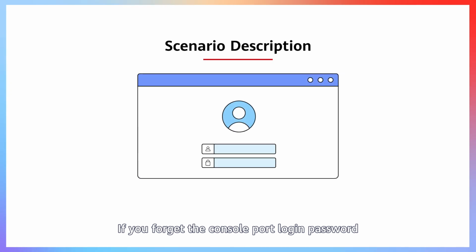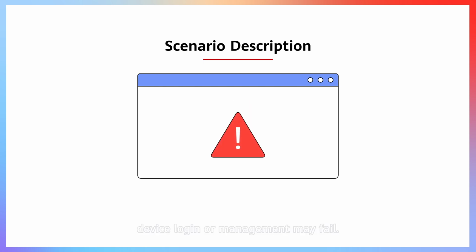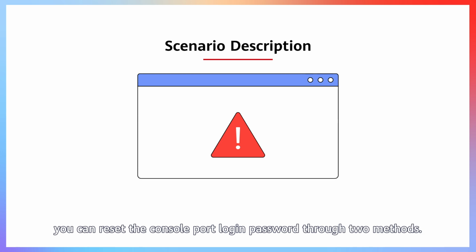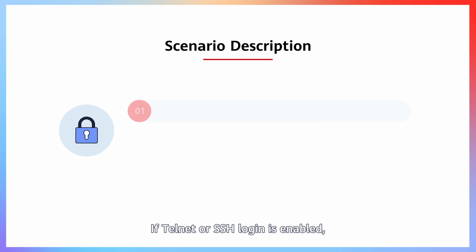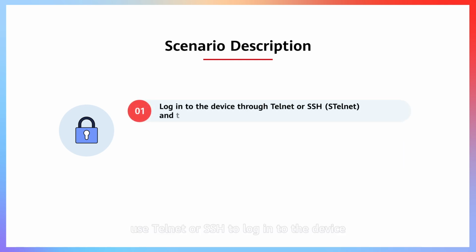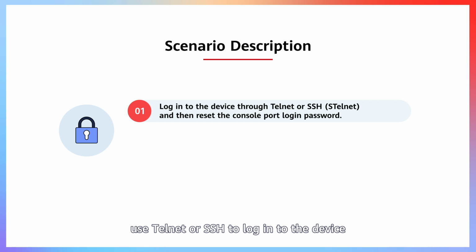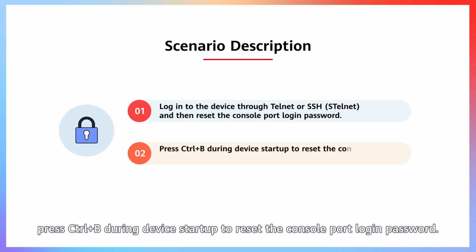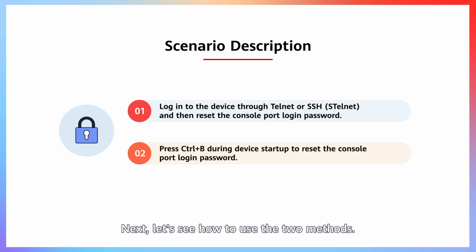If you forget the console port login password or perform misoperations when logging in to a device, device login or management may fail. In this case, you can reset the console port login password through two methods. If Telnet or SSH login is enabled, use Telnet or SSH to log in to the device and reset the console port login password. If the preceding method does not work, press Ctrl+B during device startup to reset the console port login password. Next, let's see how to use the two methods.